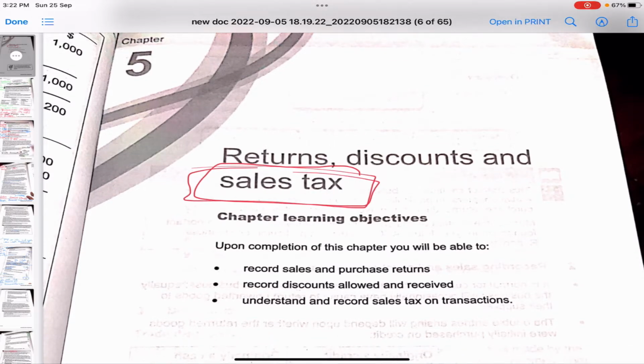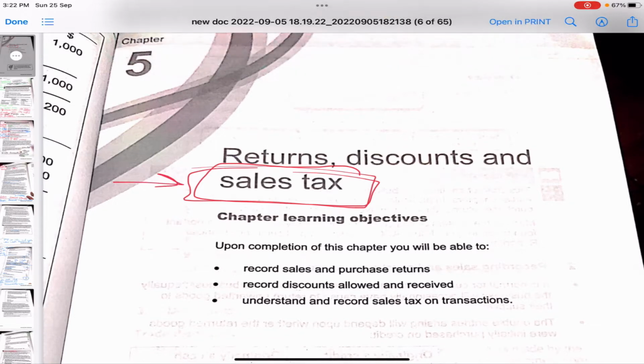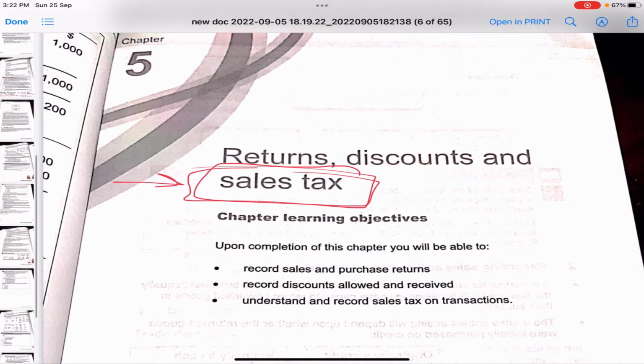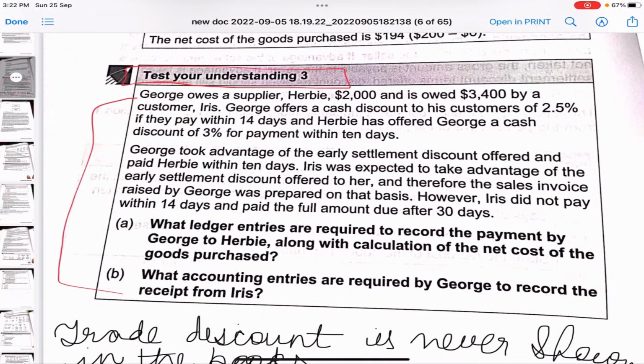Here we will be doing the last concept in the chapter, which is the sales tax. Okay, so I had given a homework. Yeah, so the test understanding 3 was a homework. I hope you've done that.